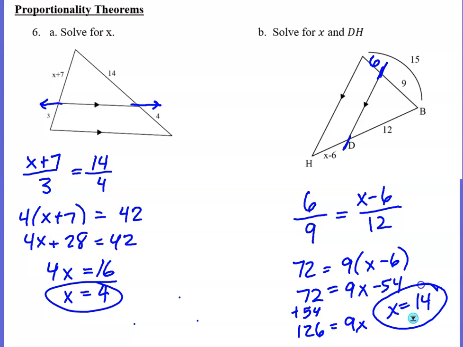14. If I then asked you to solve for DH, because I do, then you actually have to plug 14 back in. So then x is 14, and DH equals 14 minus 6, which is 8. So just make sure that you answer the full question on the quiz.